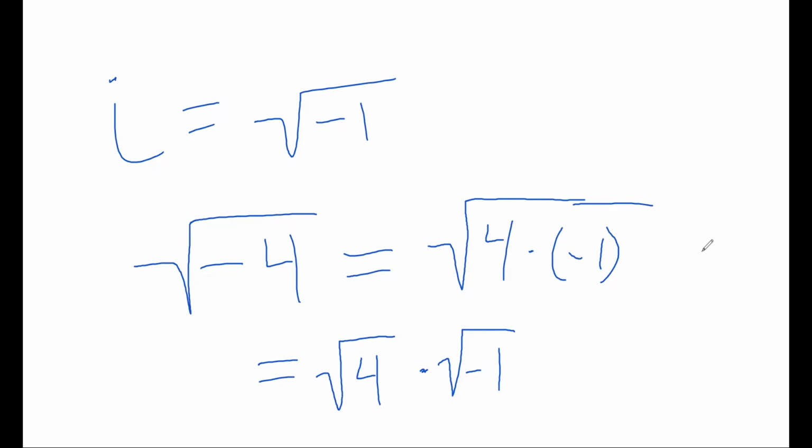Okay, that's cool. Why would we ever want to do that? Are we just playing around with the math for no reason? No, not at all. Because check this out. What is the square root of 4? What's a number that multiplies by itself and gives you 4? 2, exactly.